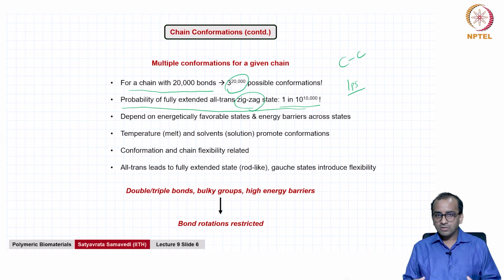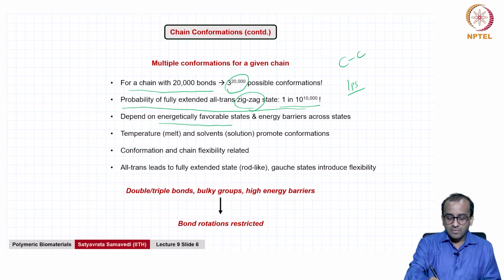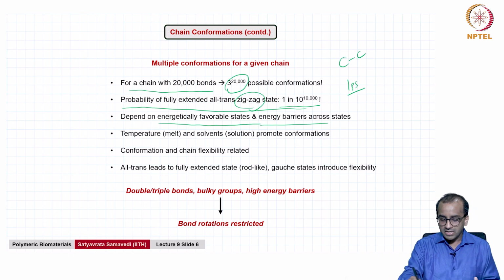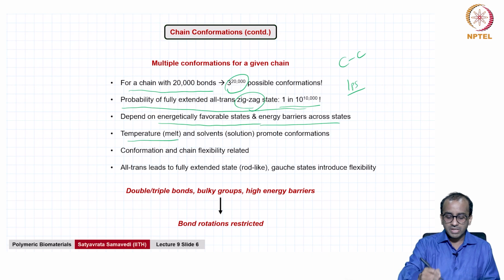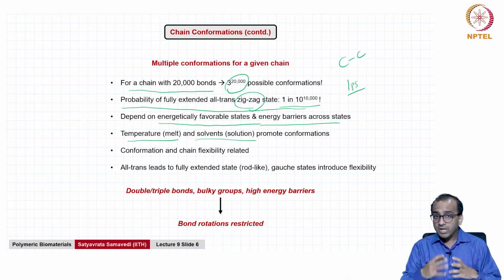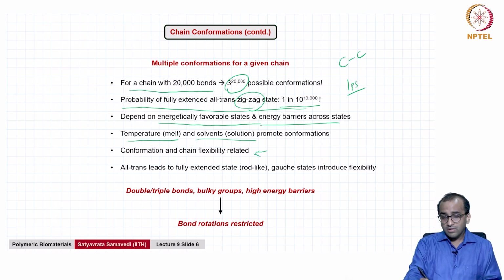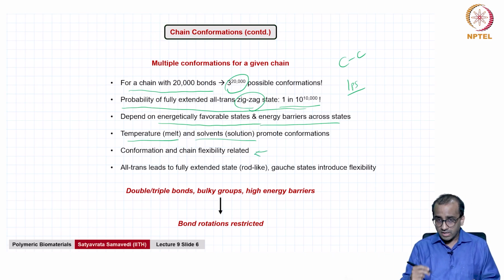What you can also now start to think about is, because all of these states are not energetically the same, depending on energy barriers across states, and depending on which state is energetically more favorable under a given set of conditions, based on the temperature and the solvents, you get different kinds of conformations that are promoted. Now, one thing to note here, which we will look at in more detail later in this lecture, is to understand that conformation and chain flexibility are related.